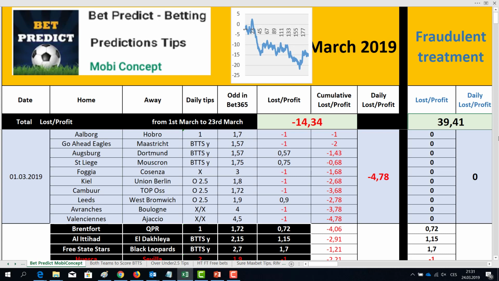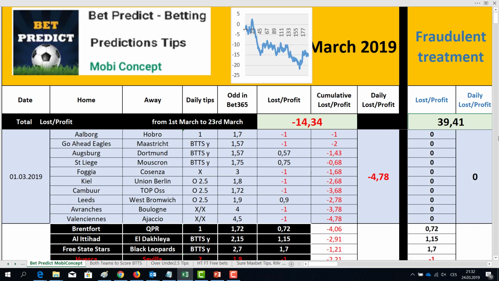You see here every match. The betting tip recommended by Mobi Concept. The betting odd in bet365 for this betting opportunity. Whether the tip was profitable or loss-making. Cumulative profit or loss from the beginning of the month. And total daily profit or loss.